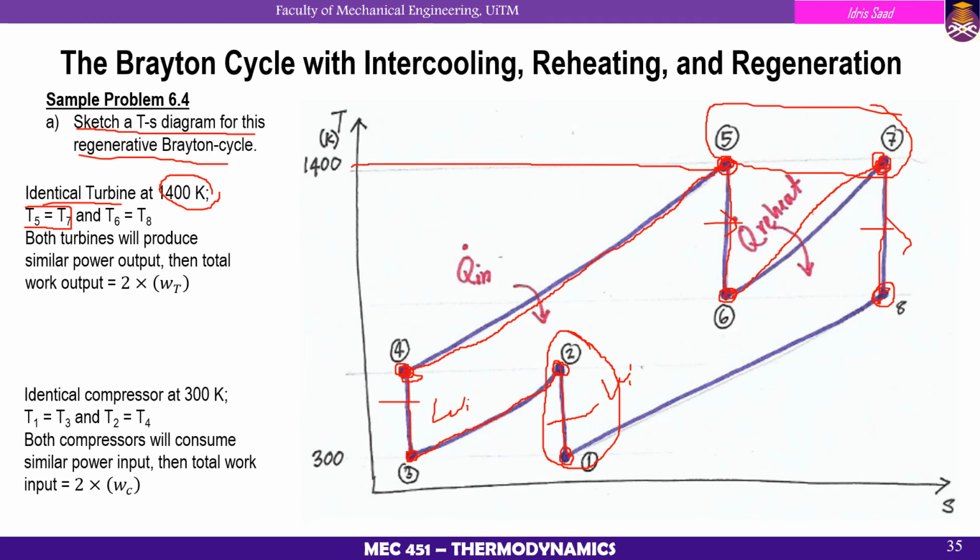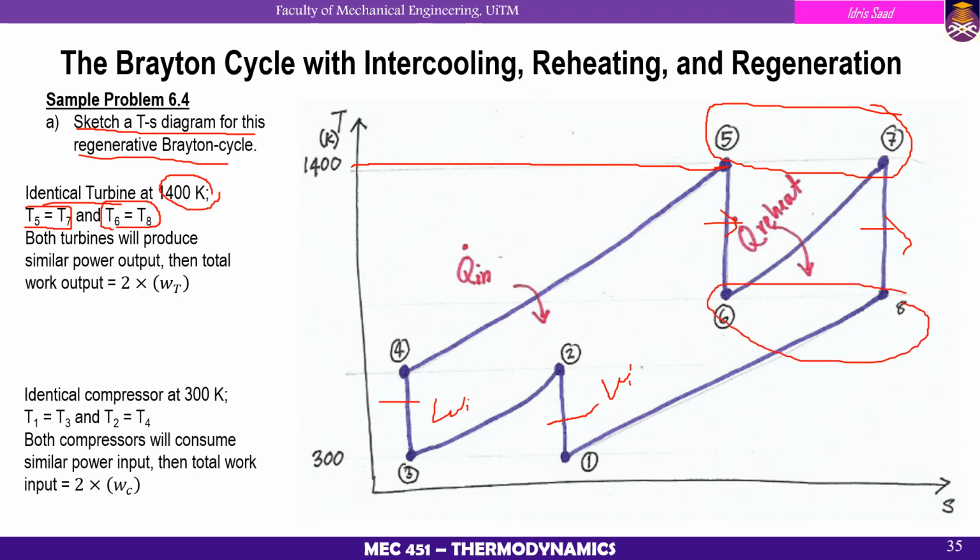So here is the inlet temperature, which is 1400 Kelvin. Similarly, T6 is equal to T8. We can see here T6 is equal to T8, but so far we don't know the value yet. And then, as I said earlier, the work output is just 2 times the work of one turbine.